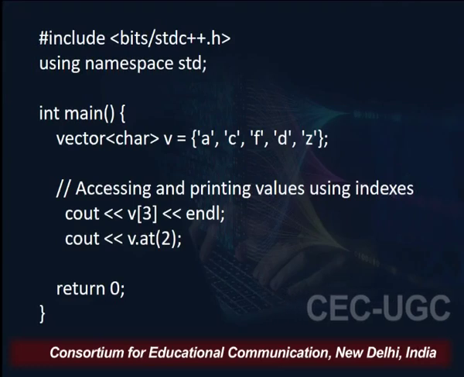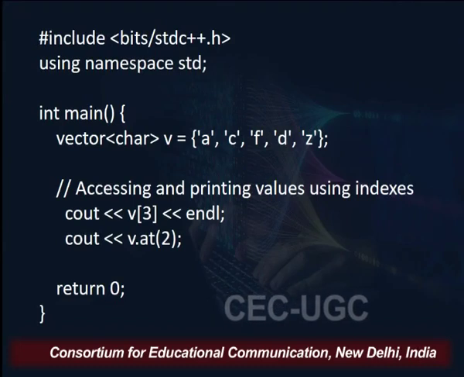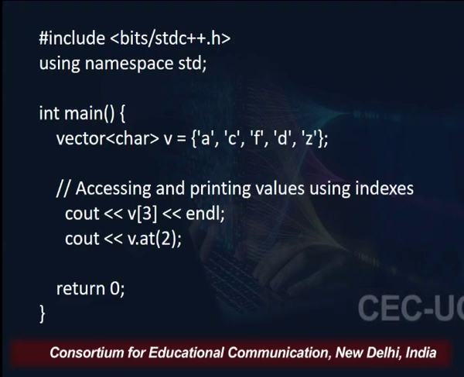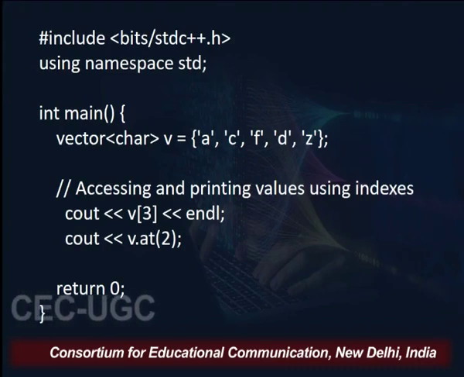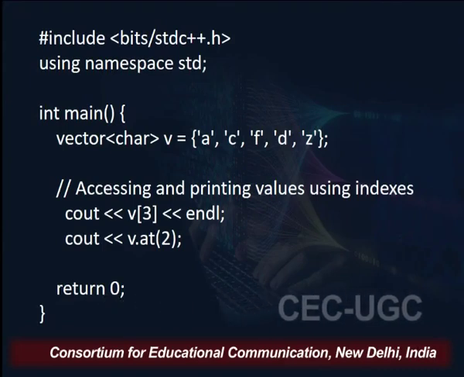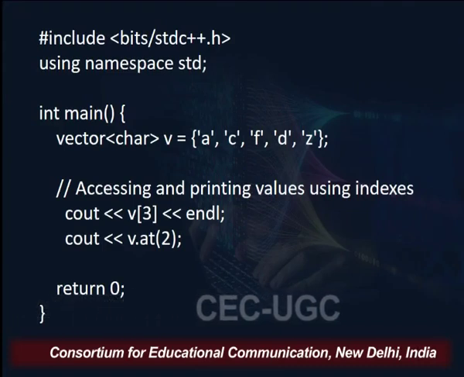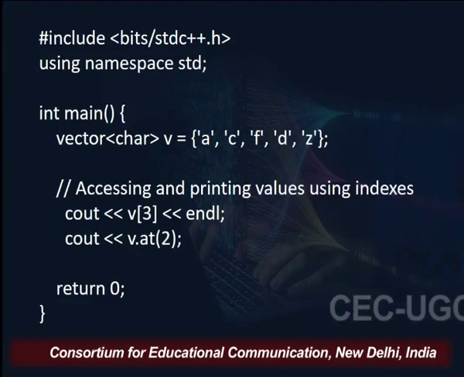So, V is the vector, the at method is being called with that, and within the normal parentheses I have given the index number. So in this situation, even if the index is not available, it is not going to give you a runtime error, it is going to give a message that this particular index is not available, while the subscript method is not so safe if we are not sure whether this index is available or not.